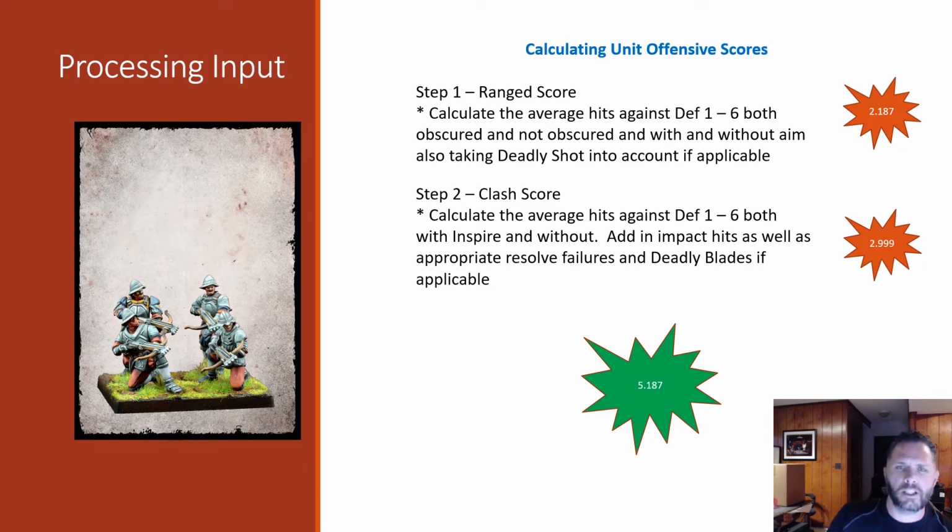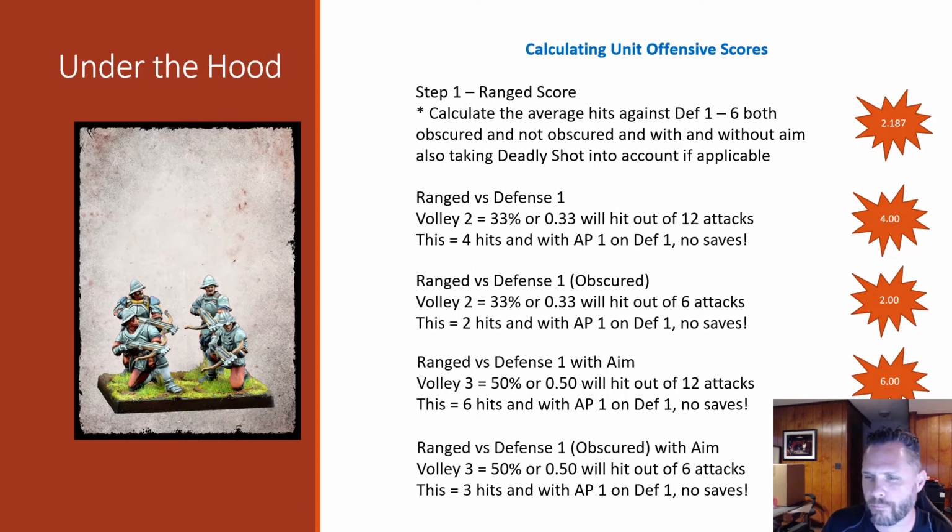Clash is taking the melee against defense 1 through 6, and is also looking at inspire and not inspire, and we're adding impact hits, deadly blades, as well as resolve failures. So in this case, the crossbowmen do 2.999 average damage in melee across all of the defensive scores in the game. So they do a little bit more clash than they do ranged, but that's because of resolve. And we add that together, and we get a raw offensive score of 5.187. So the crossbowmen have that for their raw score.